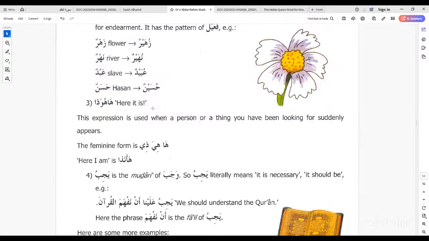I'm still not very sure about this. Number two, Zuhairun is flower. Yes, Zuhairun means small flowers. Okay. When is it the word diminutive? Diminutive normally means something which is small or something which is beloved. Oh, okay.